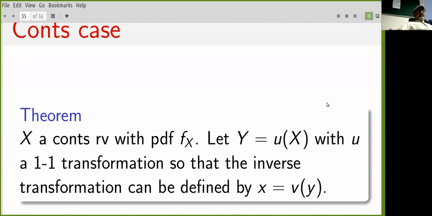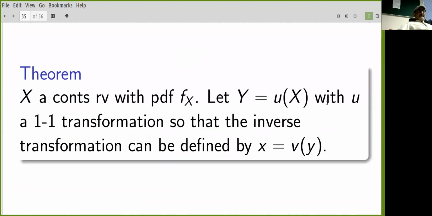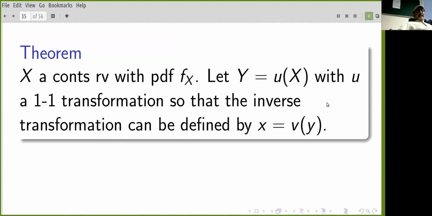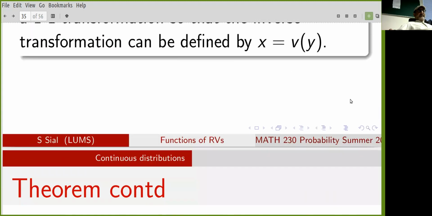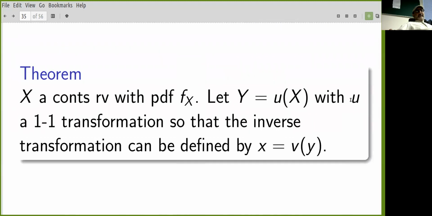So again, let's consider 1-to-1 transformations. So there's a 1-to-1 transformation, and we will have an inverse. So if y equals u of x, then x is equal to some v of y, where v is the inverse of u.